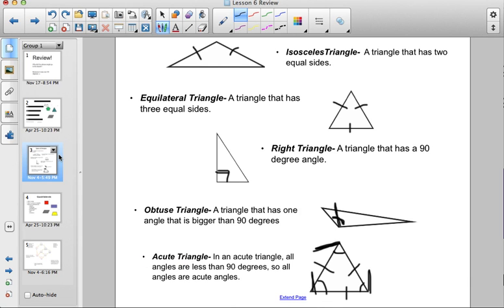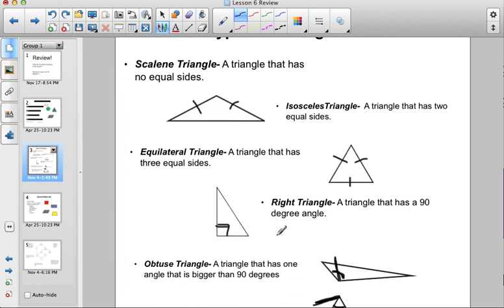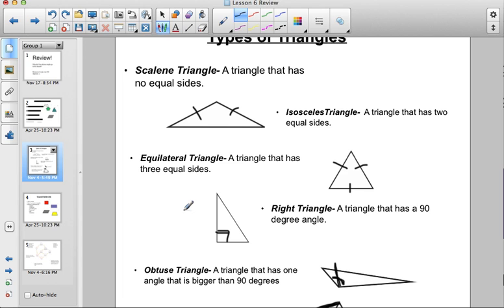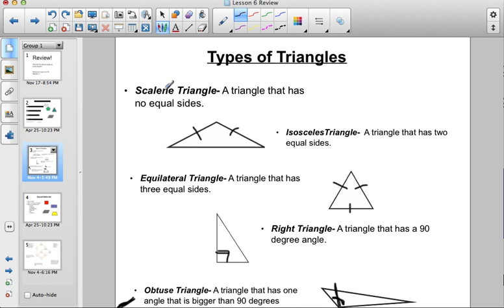Okay, so those are triangles: scalene, isosceles, equilateral, right, and then obtuse and acute. And as many of you have recognized, obtuse triangles can be isosceles triangles because these two just deal with the type of angles, and the scalene, equilateral, and isosceles deal with the length of the sides.